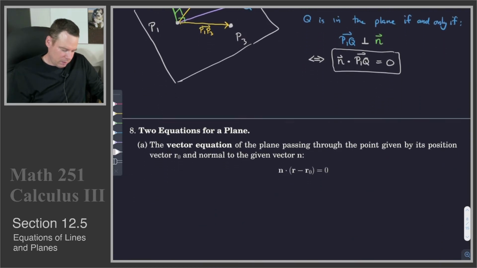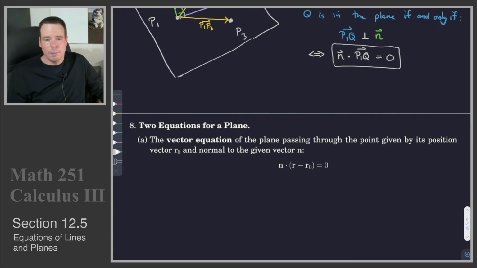Let's go ahead and see how we can modify this equation to get some more equations for the plane. So the vector equation of the plane passing through the point, given by its position vector r0 and normal vector n, is this expression here, n dot r minus r0. Let's see where that comes from. It actually comes from our picture up above and our description up above, but here's the idea. We've got a point in the plane. Here, I'll draw the plane first.